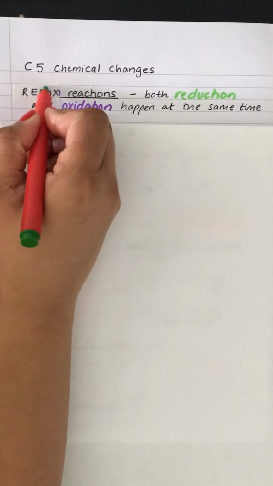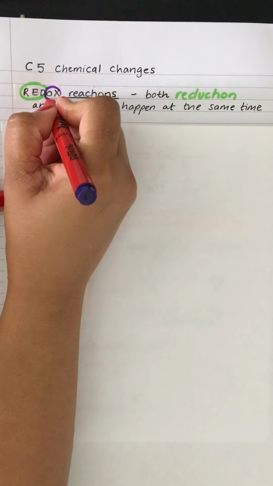So the clue's in the name here for us: both reduction and oxidation happen at the same time in redox reactions, okay? So reduction and oxidation happen at the same time.